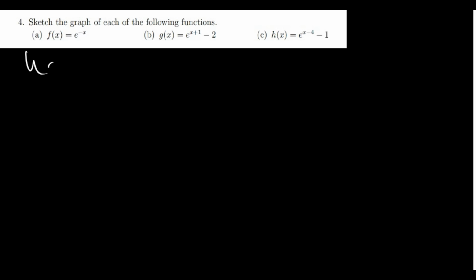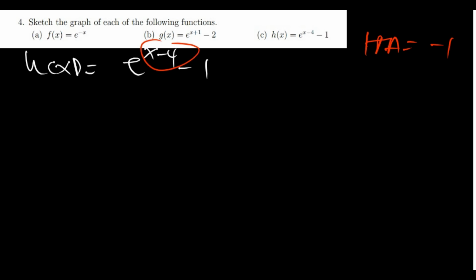So part C is h of x is equal to e raised to the power x minus 4, minus 1. The number which is not having the power, that is our horizontal asymptote, -1. We take the power and equate it to two things: x minus 4 is equal to 0, and x minus 4 is equal to 1. Let's solve for x. If I shift 4 to the other side, x will be equal to 4. Again, if I shift 4 to the other side, it's going to be 5.